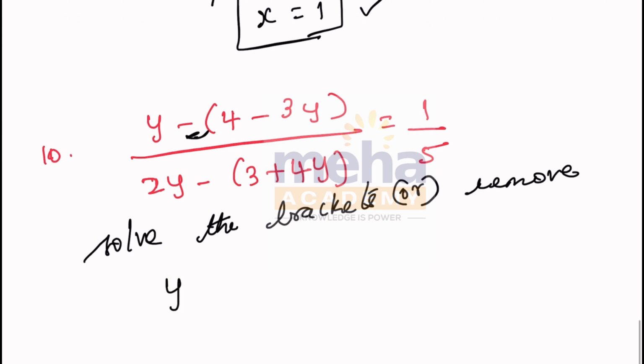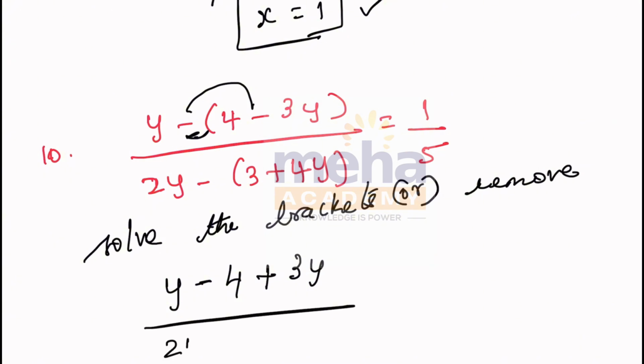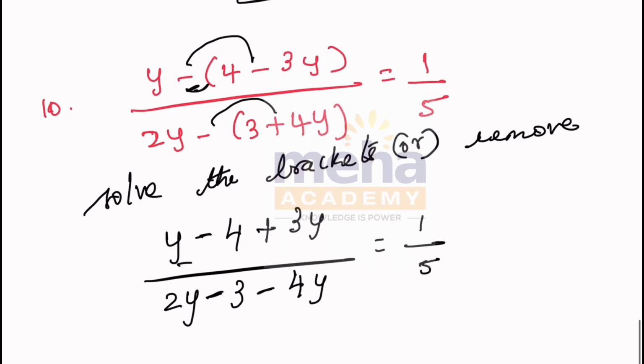Minus into 4 is minus 4. Minus into minus is plus 3y. So this is the same distributive property, but I use the minus sign. Over 2y. Minus into 3 is minus 3. Plus into minus is minus 4y is equal to 1 over 5. Then these are the like terms.